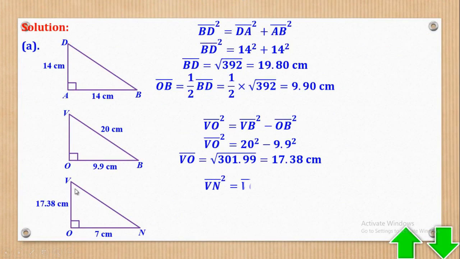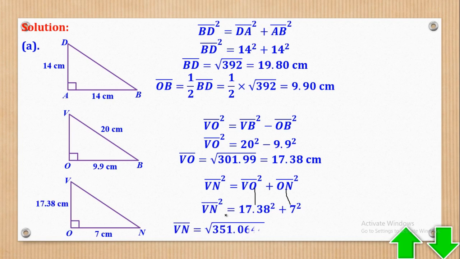Therefore, you come here and say that Vn² is equal to VO² plus ON². Therefore, I'll substitute for Vn and for On to come up with Vn being equal to the square root of 351.0644, which gives me 18.74 centimeters. So that was part A.